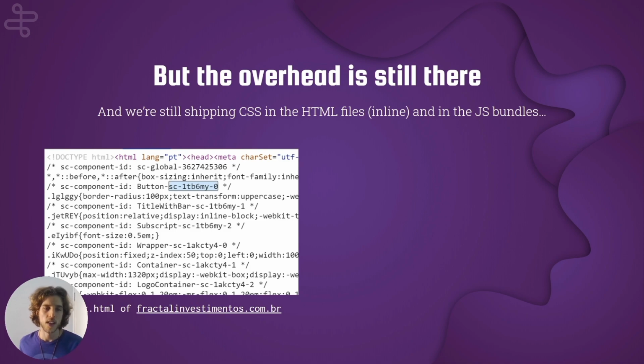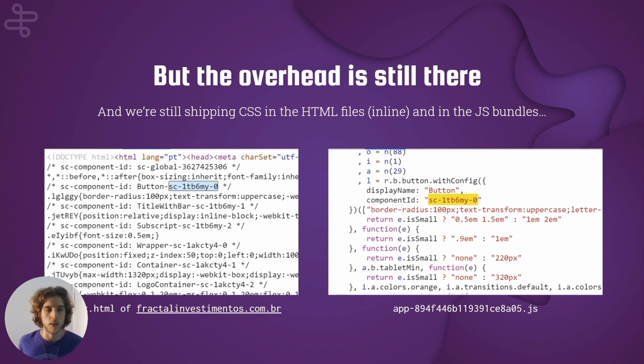So if you look into the index.html file for the site fractalinvestimentos.com.br, it includes the CSS like we would expect because Gatsby pre-rendered it. But if we look into the JS bundle, the same CSS is there. And this specific site is very complex in terms of styling. So it's 38.3 kilobytes of CSS, and this is being duplicated.